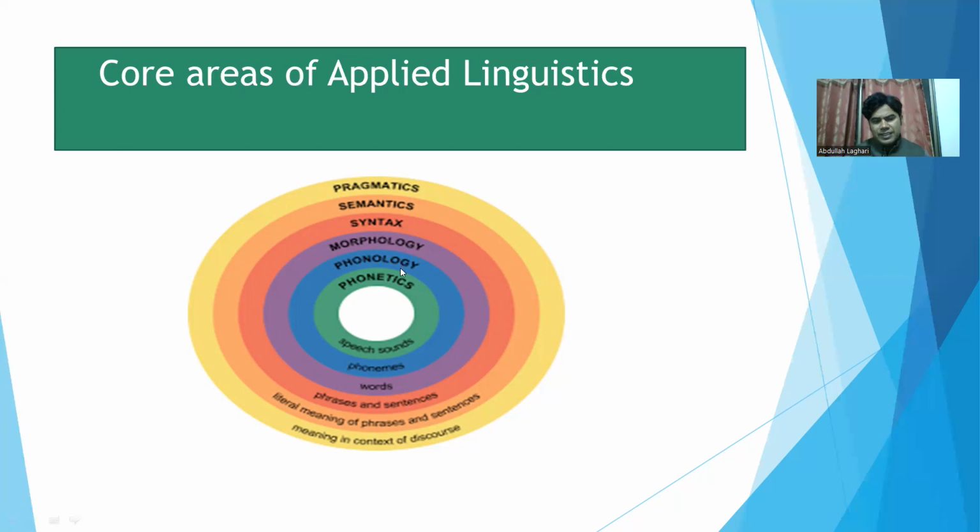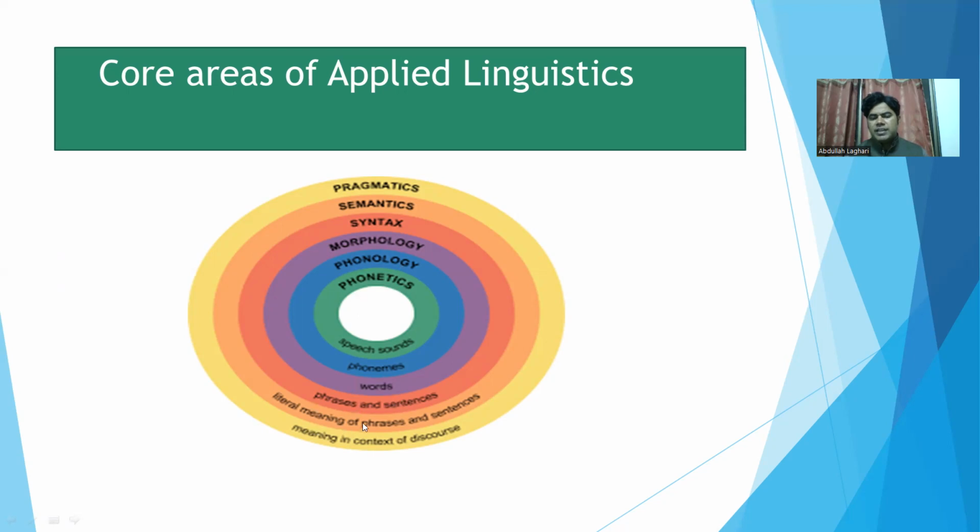And phonology that deals with phonemes, because when you talk about English, there are some unique phonemes, for example, j, for example, th, for example, the, because these are the unique phonemes that we discuss in applied linguistics, and these are the core areas. And morphology, that is a study of words, and syntax, how phrases and sentences are structured.